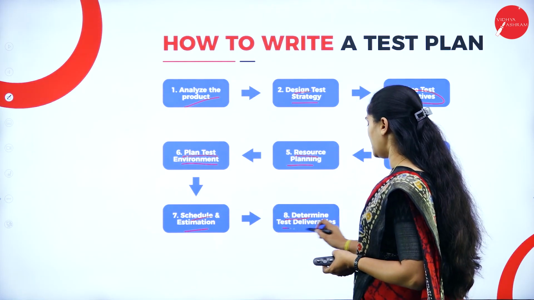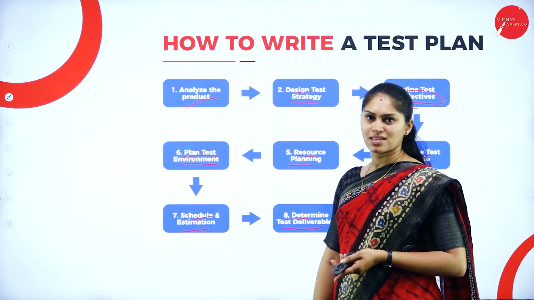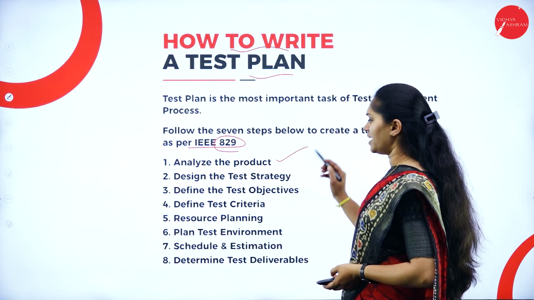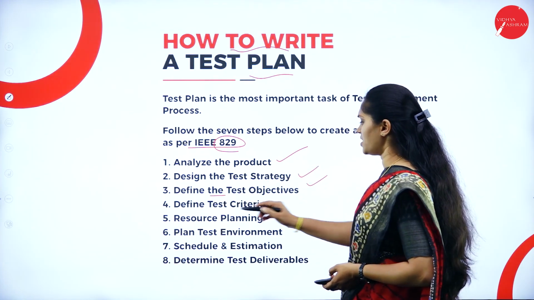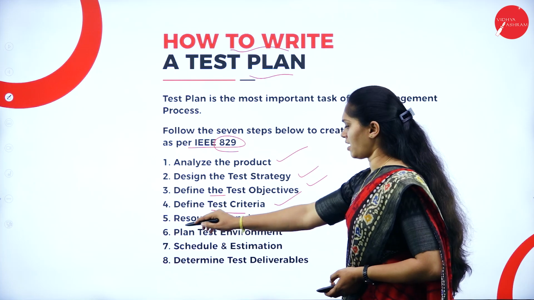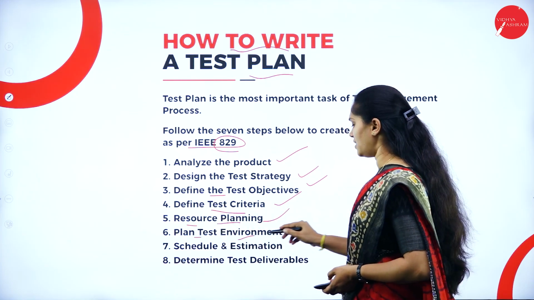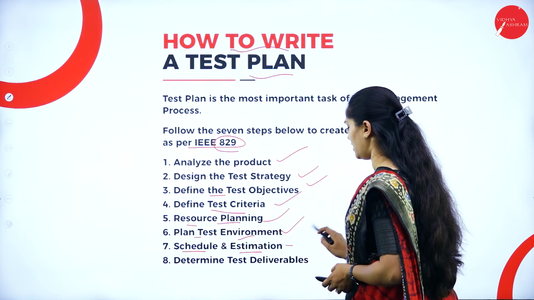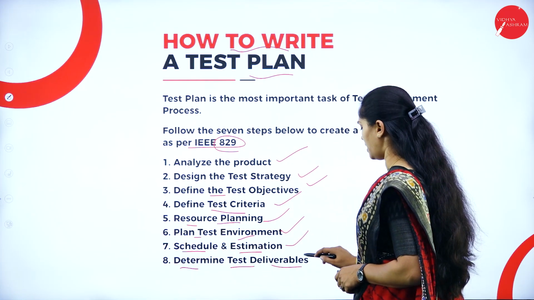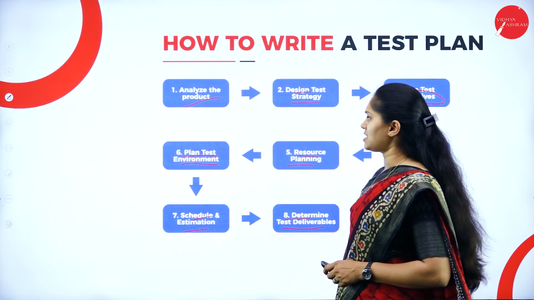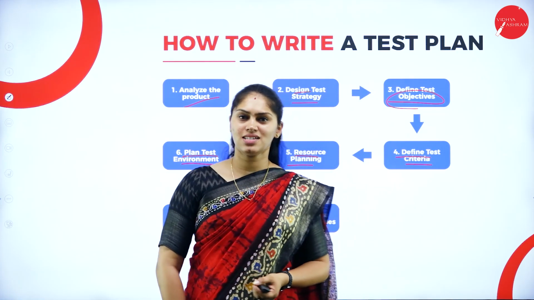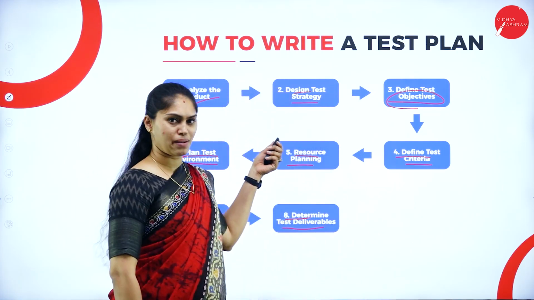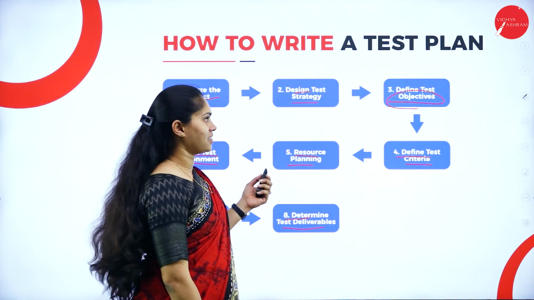At last we have to determine the test deliverables. We'll summarize now itself. Analyze the product, design the test strategy, define the test objectives, define the test criteria, resource planning, plan the test environment, schedule and estimation. At last we determine the test deliverables. So these are the 8 stages we have. By following these stages, we can write a test plan. I hope you all understood regarding this test plan.